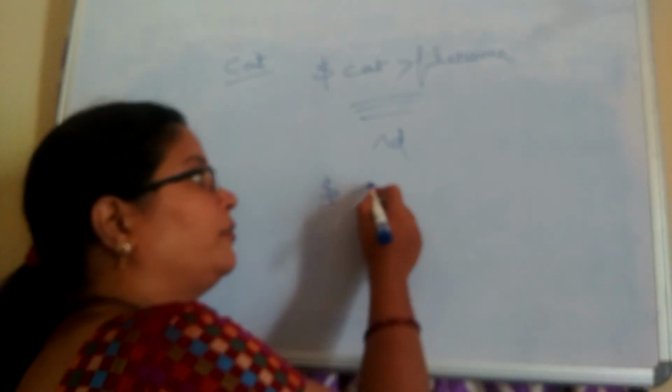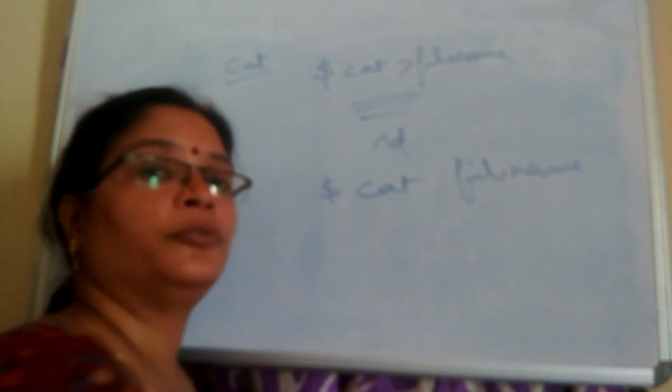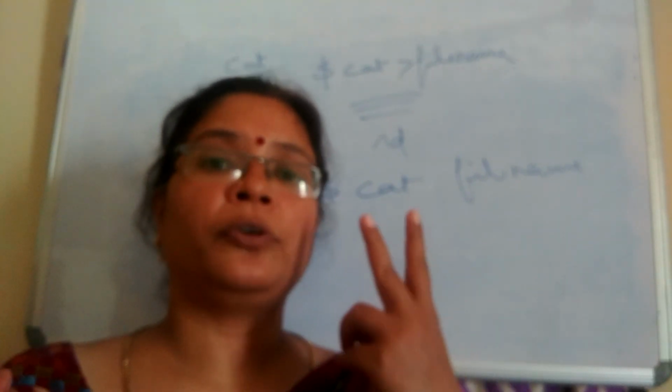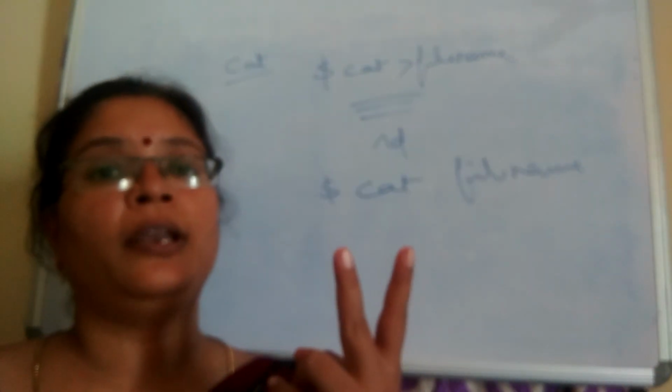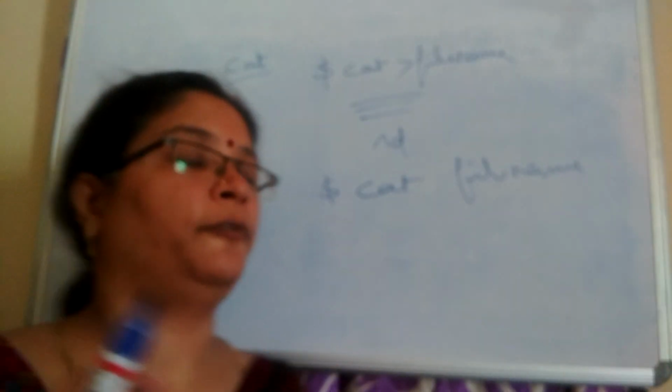To view the contents of the file, cat filename is used. So the cat command can be used for two purposes: one is to create a file and the other is to view the contents of a file.